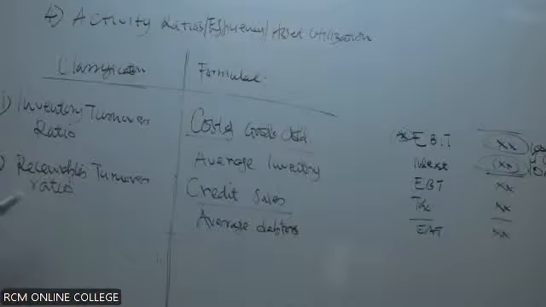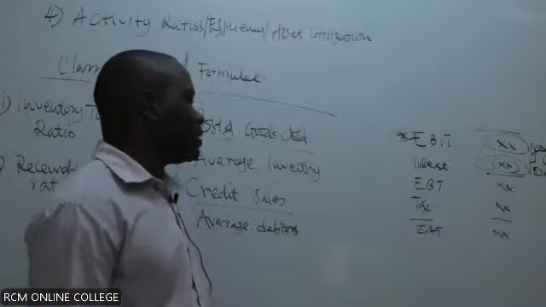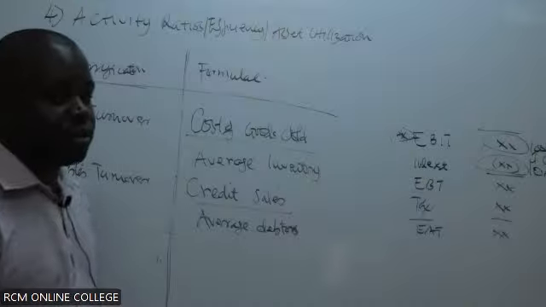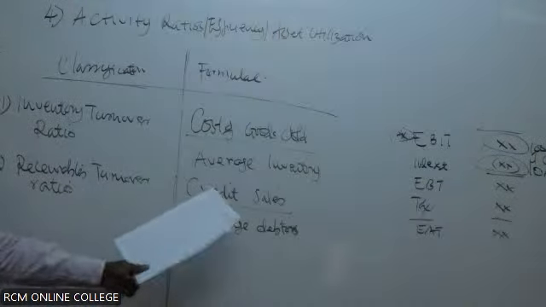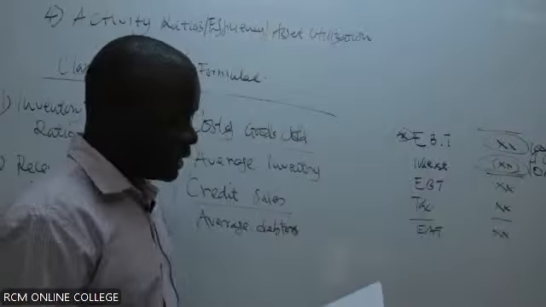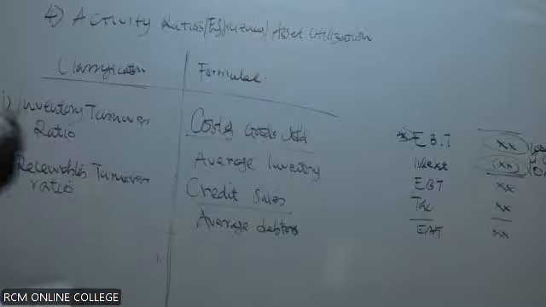So what does it indicate? It indicates the frequency with which customers buy on credit, or they'll become receivables of the company. You can write that. It indicates the frequency with which customers buy on credit.